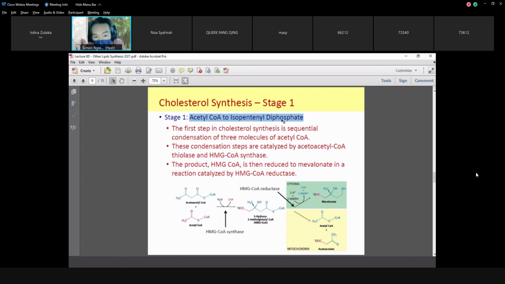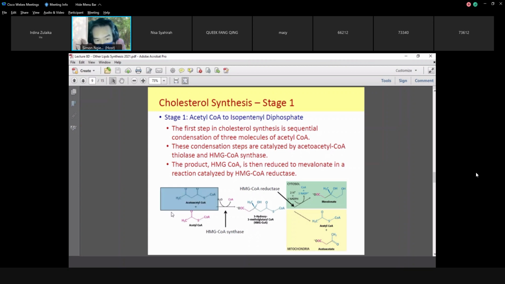The first step in cholesterol synthesis is the sequential condensation of three molecules of acetyl CoA. This product forms from the condensation of two acetyl CoA, because you already have four carbon here: one, two, three, four. So three acetyl CoA come together stepwise. Two come together first, and then a third member comes in.